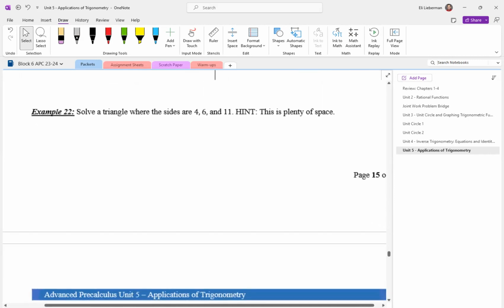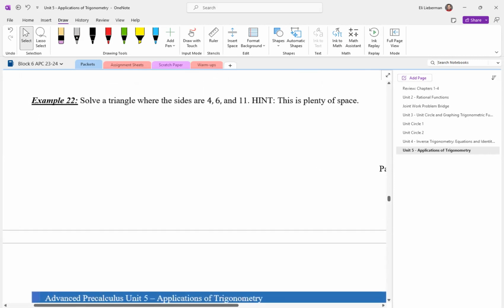Here's a great question. Please don't call out the answer. Once you have an answer for this, discuss quietly with your neighbor. Example 22. Discuss quietly with your neighbor once you have an answer.